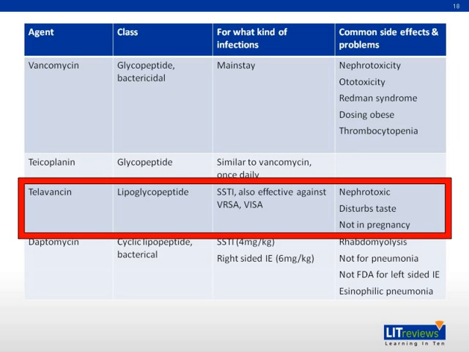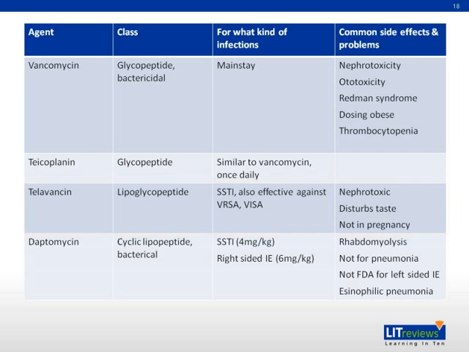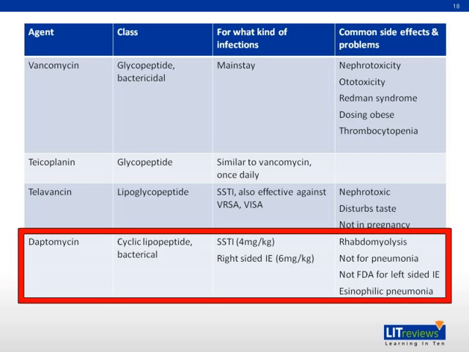Telavancin is a lipoglycopeptide, and it has the problems of teratogenicity and renal toxicity. Daptomycin is the other commonly encountered antibiotic that we use against MRSA. It is a cyclic lipopeptide. It is bactericidal and active against MRSA, VRSA, and VRE, which is vancomycin-resistant Enterococcus.